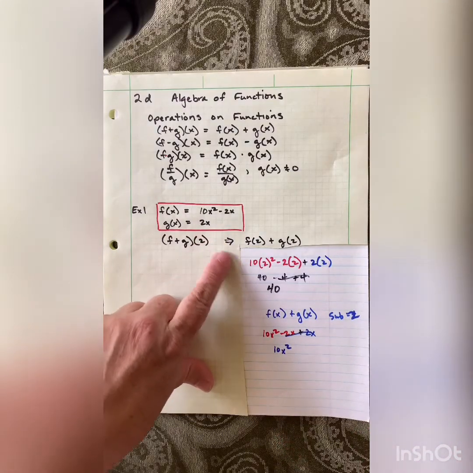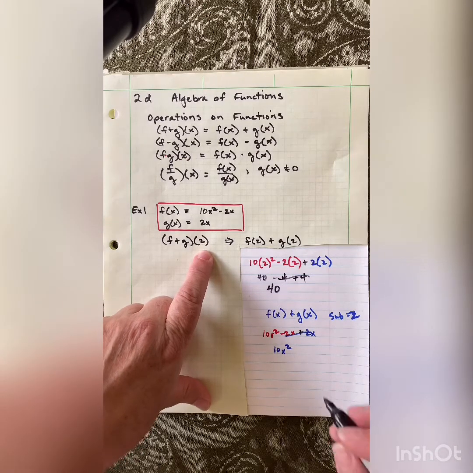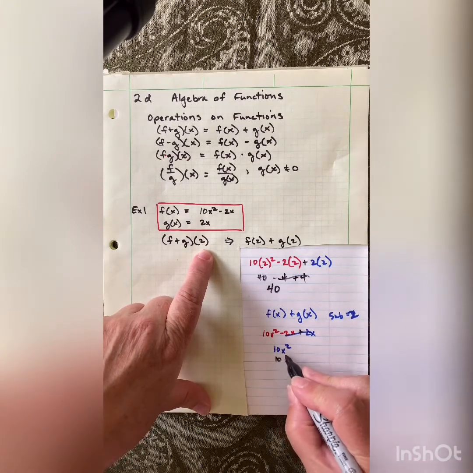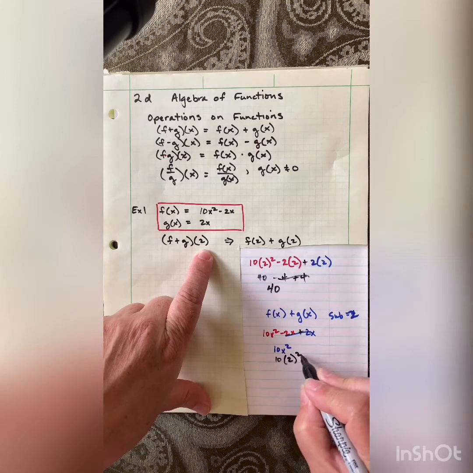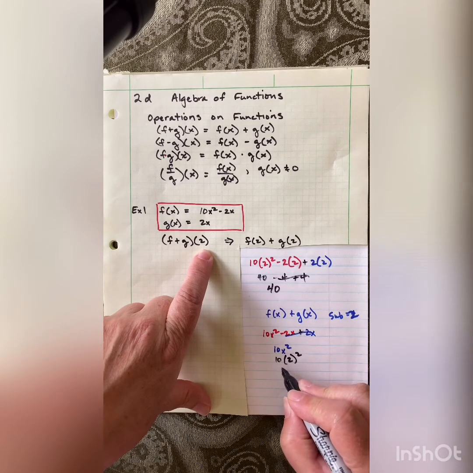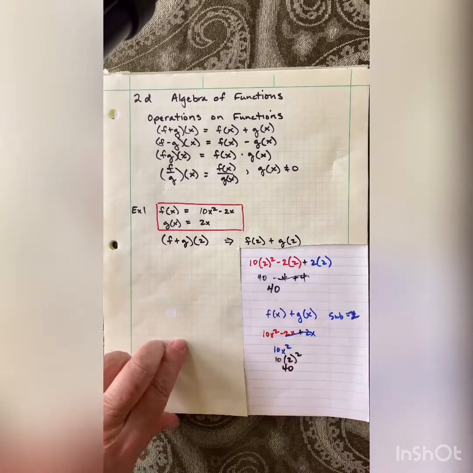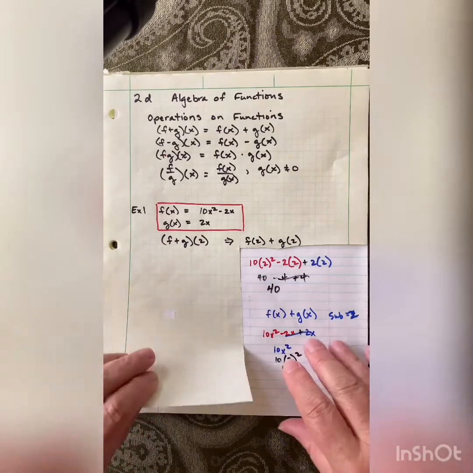And now substitute in the 2. So I'd have 10, then 2 squared. 2 squared is 4 times that 10 gives me 40. So I have the same answer for both of those, so that works.